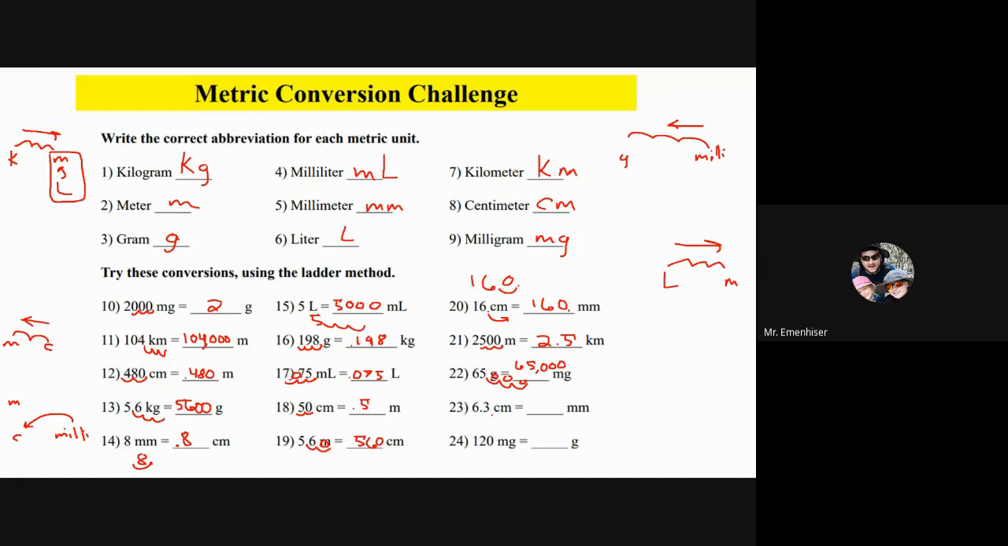6.3 centimeters. I need to move 1 to the right, so move it to the right. 63. I had 6.3. I moved the decimal to the other side. I get 63, right? 63. Last one. Whew, 120 milligrams. We're going to move it 3 places this way. 1, 2, 3. 0.12 grams.